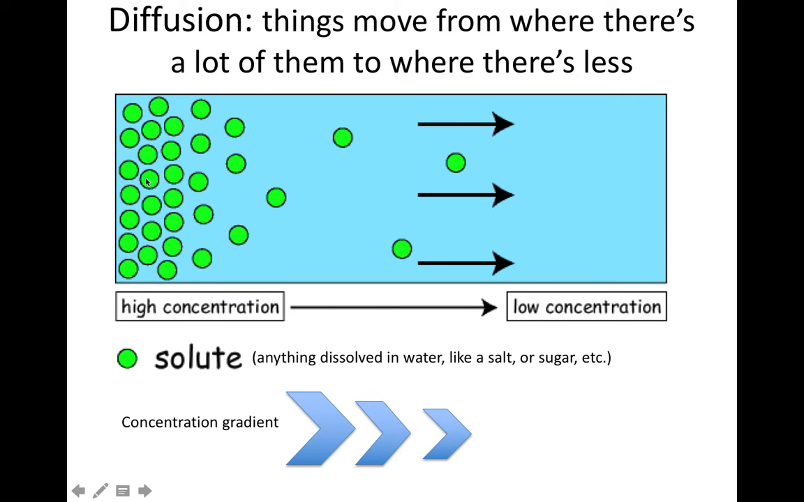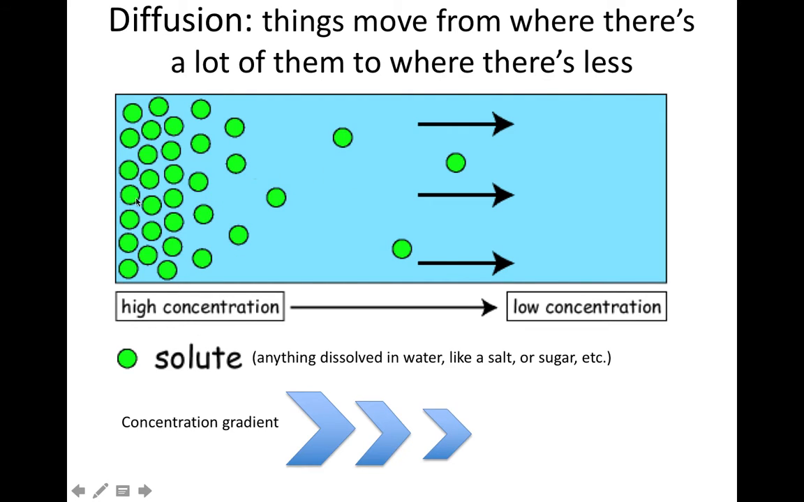So in this case, we're showing these green dots as our solute. We have a high concentration of solute over here, and a very low or zero concentration of solute over here. What you see in the middle is these solute particles naturally spreading themselves out. If you give them enough time, they'll get to the point where they're pretty much equal everywhere.